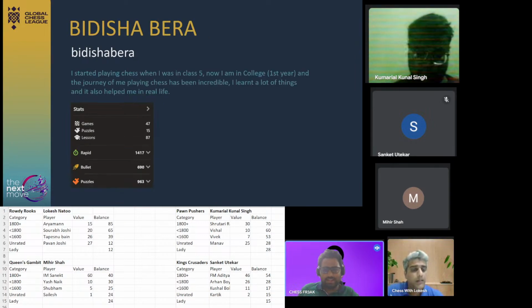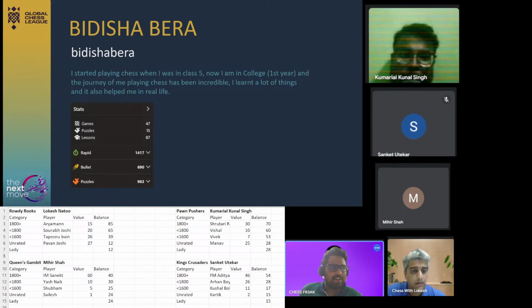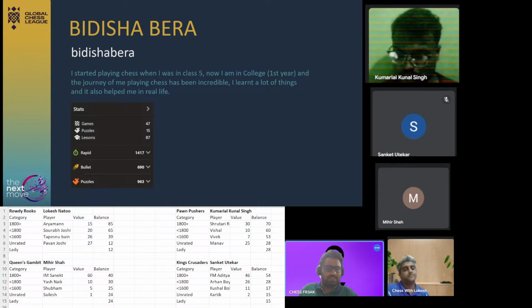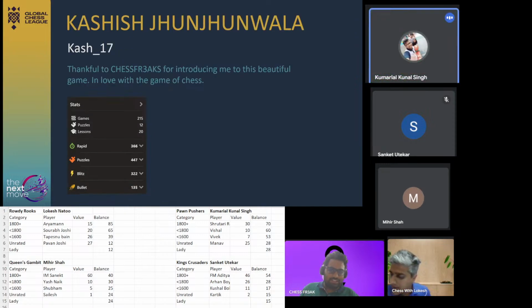Vidisha Bera is the second player. I started playing chess when I was in class 5. Now I'm in college first year, and the journey of me playing chess has been incredible. I learned a lot of things, and it also helped me in real life. The third player is Kashish Junjunwala.